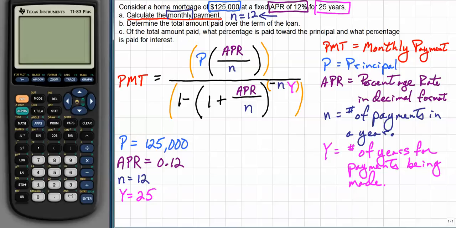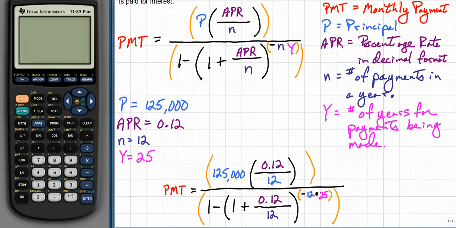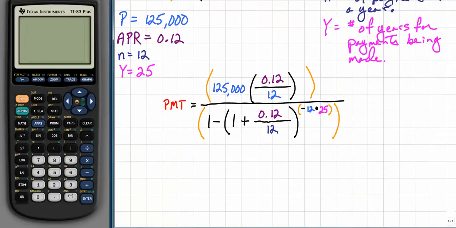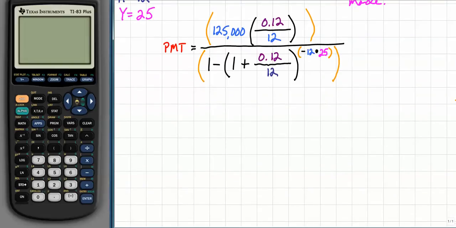Then we want to take those four values that we've just put together and plug them into our formula so that it looks something like this. So now PMT is equal to the quantity 125,000 times the quantity 0.12 divided by 12, all over the quantity 1 minus the quantity 1 plus 0.12 over 12, and that quantity is raised to the negative 12 times 25 power. Now this is where a lot of students will go wrong. They can get to this part, but it's entering it into the calculator.